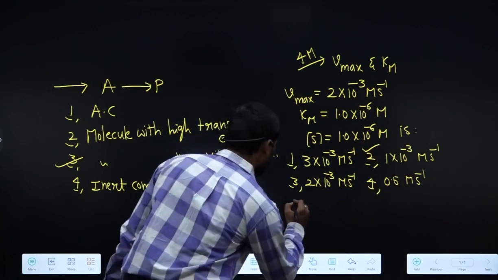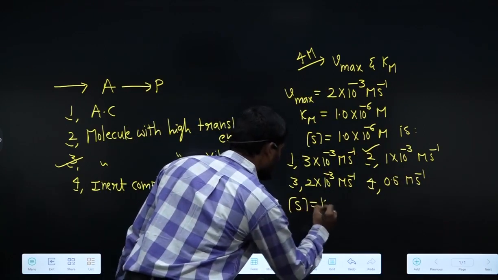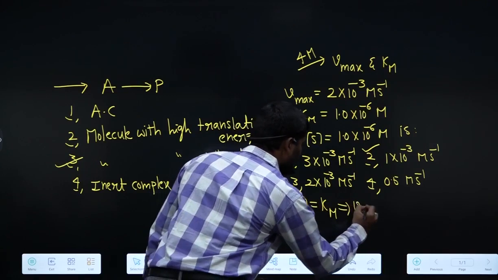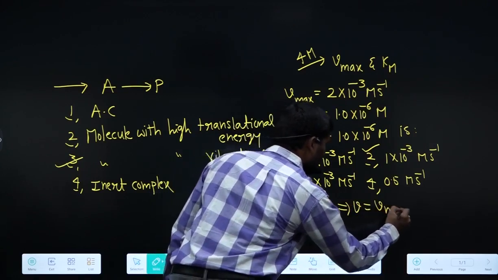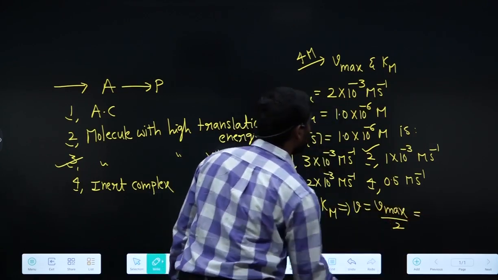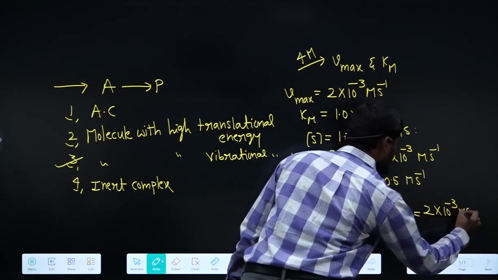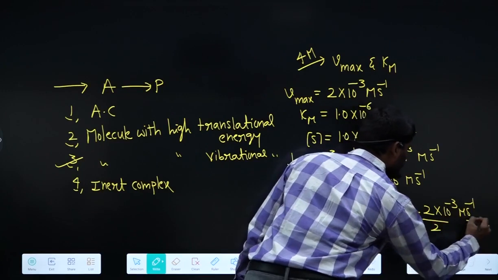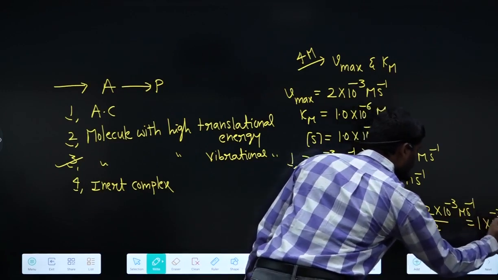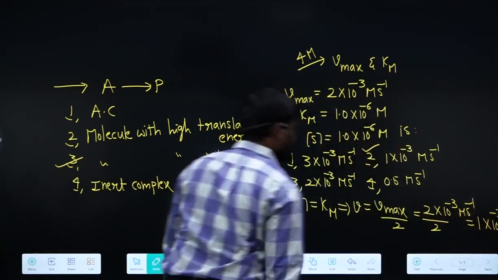Okay, here what is given? Concentration of S and Km both are same. So V is nothing but V max by 2. V max is given as 2 into 10 power minus 3 m second inverse, divided by 2. So we get 1 into 10 power minus 3 m second inverse.